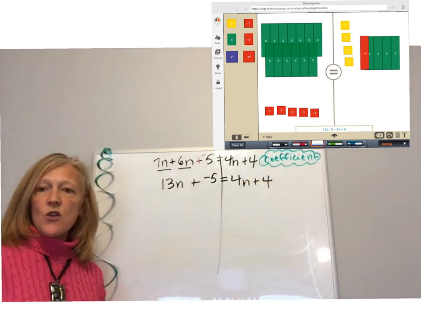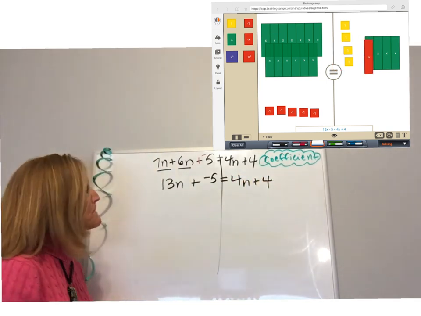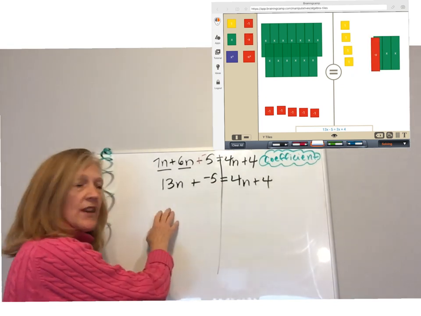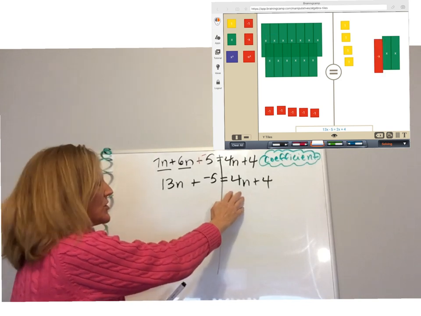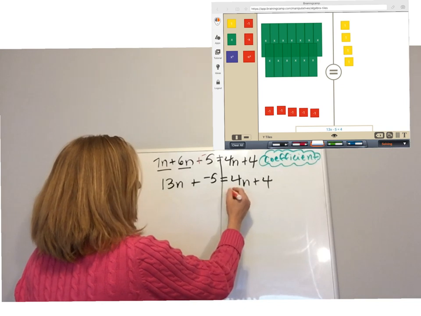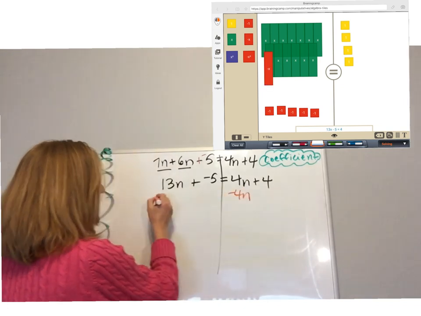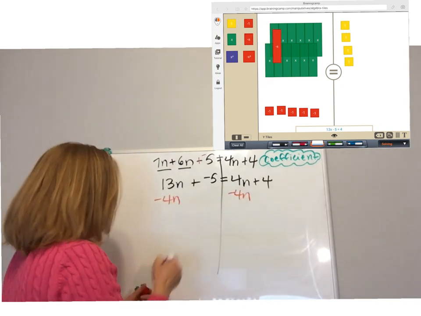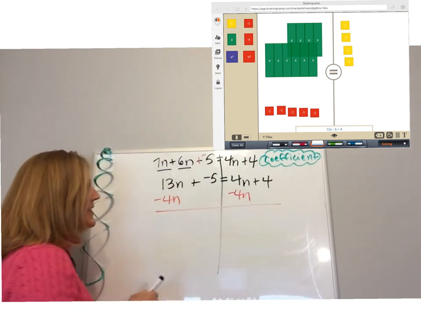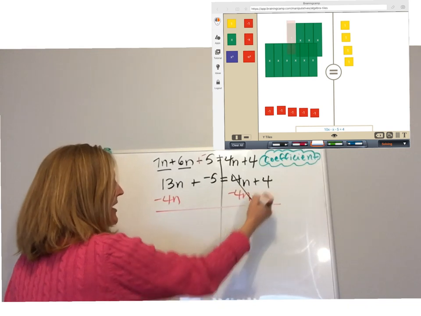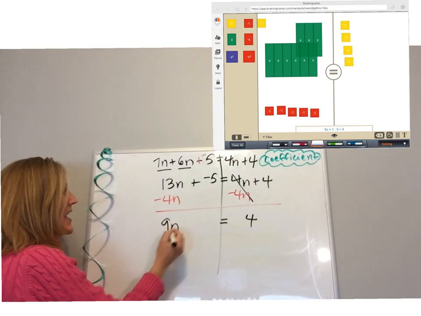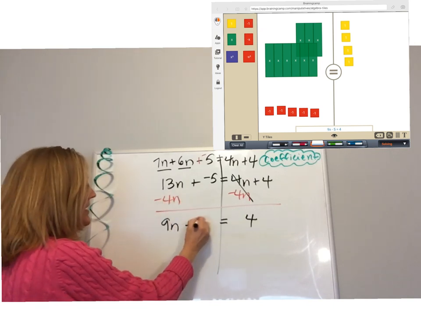Okay, now we have an equation like the ones we've been working on. Now the question is, I can't have n's on both sides, so I have to get rid of one of them. Doesn't matter, but I'm going to choose the smaller value. Last time I didn't, but this time I do want the smaller number of n's, so I'm going to subtract 4n from both sides. Okay, now that's going to give me on this side, those are gone, and I just have 4. On this side I have 9 n's and negative 5.